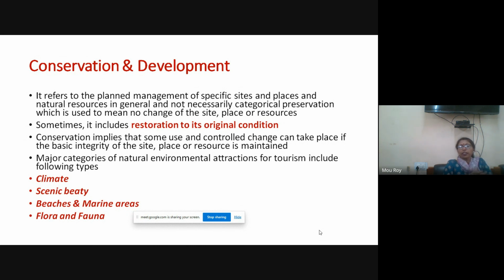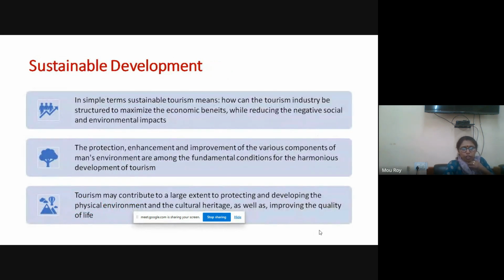So major categories of natural environmental attractions for tourism include the following types: climate, scenic beauty, beaches and marine areas, flora and fauna, that is the plants, animals, aquatic plants, aquatic animals, all included in flora and fauna. So this is very important. We have to sustain the authenticity, the ethnicity of that particular area.